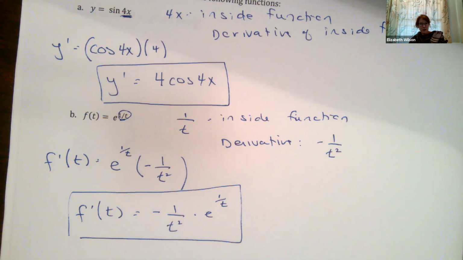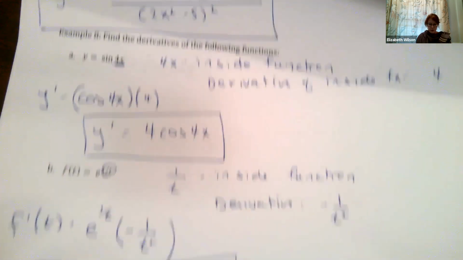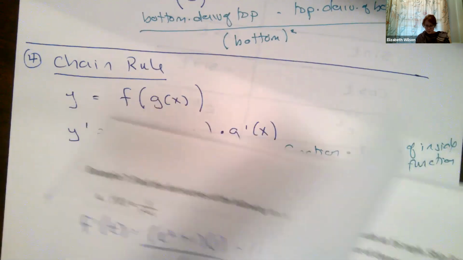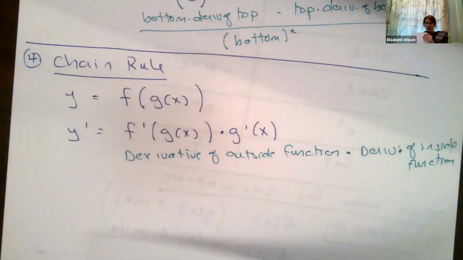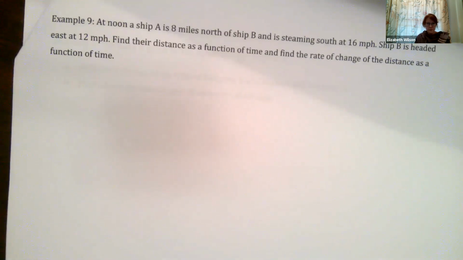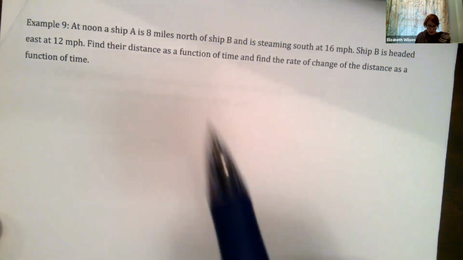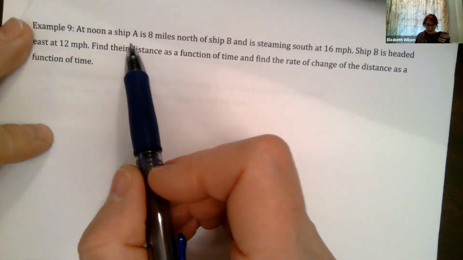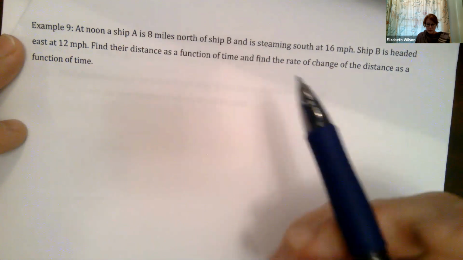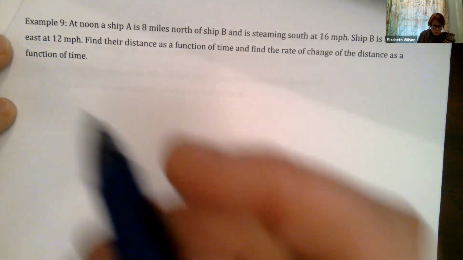There's a lot of information coming at you today. Let's do one more example. I'm going to overload you with one more example, just so you can see how we can put this together into a sort of word problem. Okay, so at noon, ship A is 8 miles north of ship B and is steaming south at 16 miles per hour, right? So let's draw a picture.